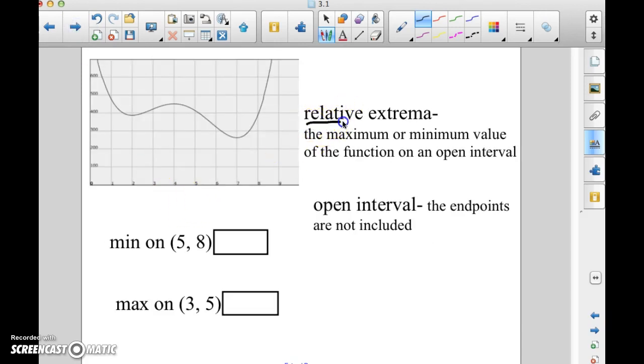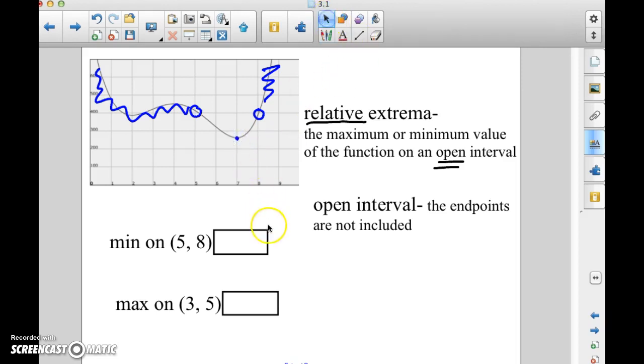Relative extrema are different than absolute extrema. It's the max or min on an open interval. An open interval is when the endpoints are not included. So a minimum on the graph from 5 to 8, open interval, endpoints not included. 5 would be here, and 8 would be here. So we're not looking at any other part of the graph. We're just looking at the graph between 5 and 8, but not including 5 and 8. So the minimum value, yep, we've got a minimum value right there. So we do have a minimum value.